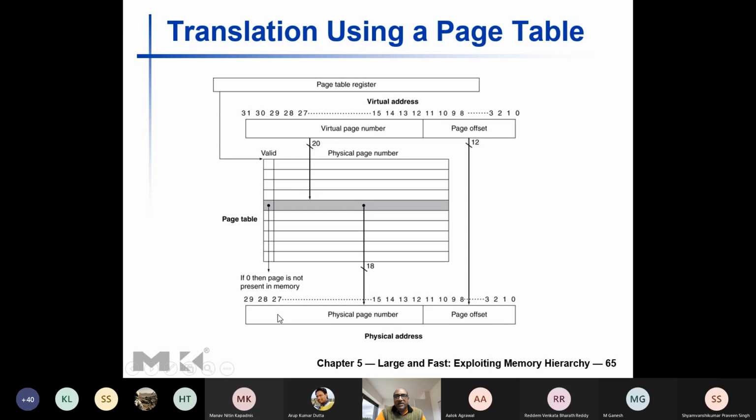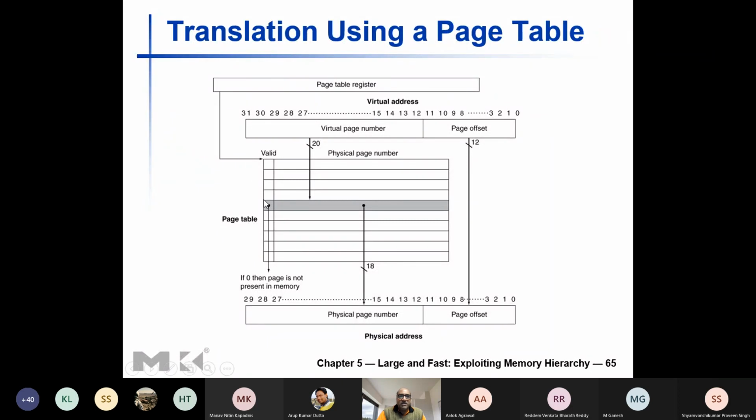So therefore, you can see that by using a page table, if you want to access data from the main memory, two memory accesses are required. The first memory access is accessing the page table, because the page table is also present in main memory. So to get the address translation, first of all, we have to access the page table, and that is one memory access.